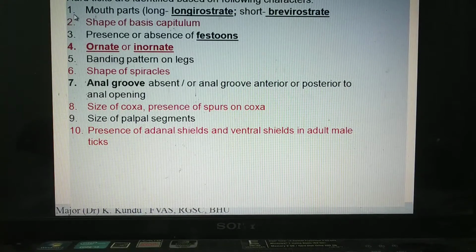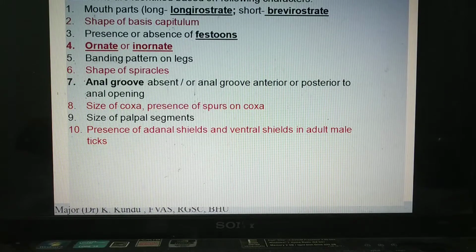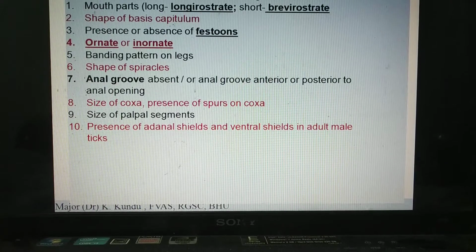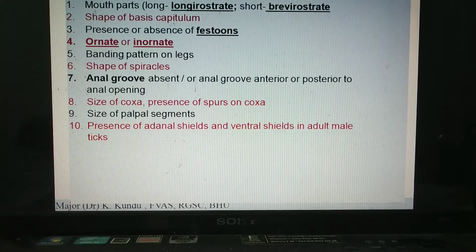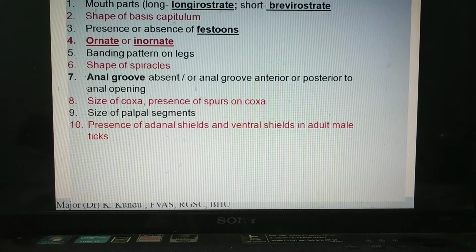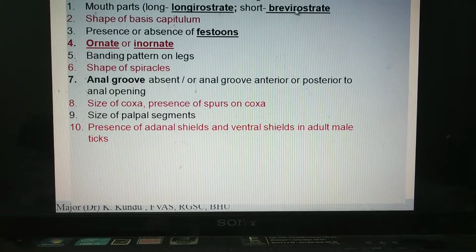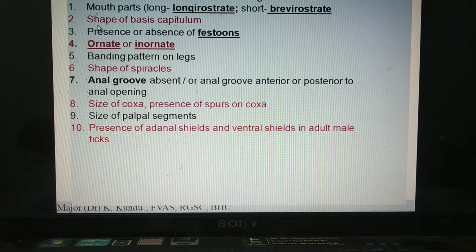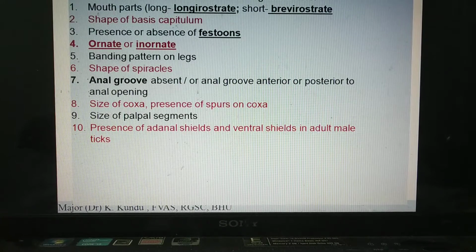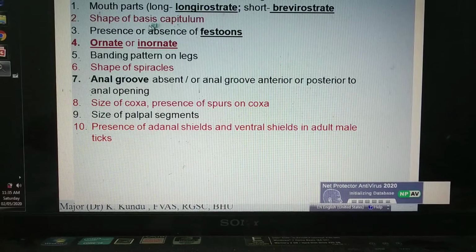The first important character is the mouth parts. These include the central hypostome, the lateral pair of chelicerae, and the pair of pedipalps or palpi. If these mouth parts are long, the ticks are categorized as longirostrate. If the mouth parts are short, they are categorized as brevirostrate. Then there is the shape of the capitulum. The basis capituli can have various shapes. It can be rectangular, it can be hexagonal. All these shapes are important.